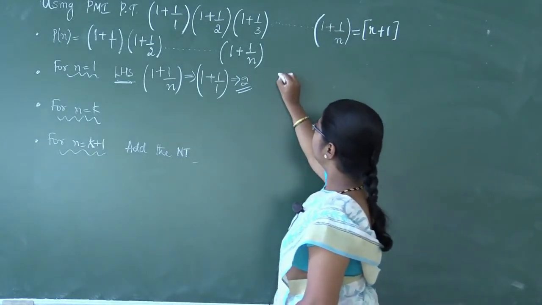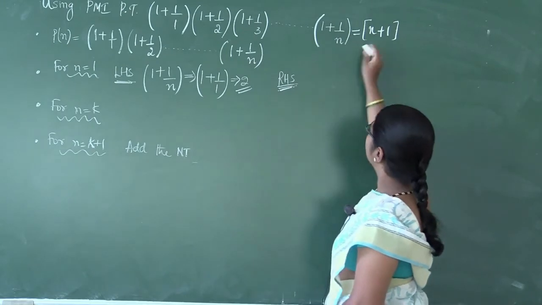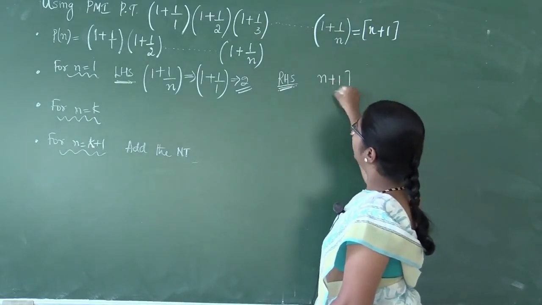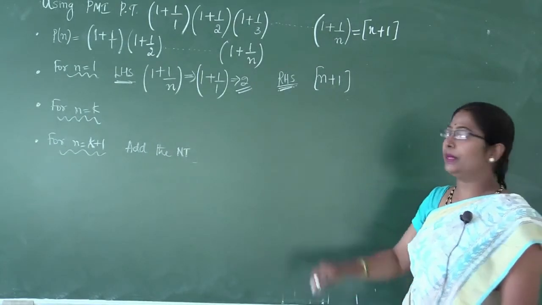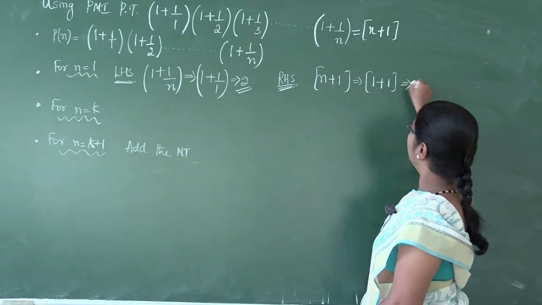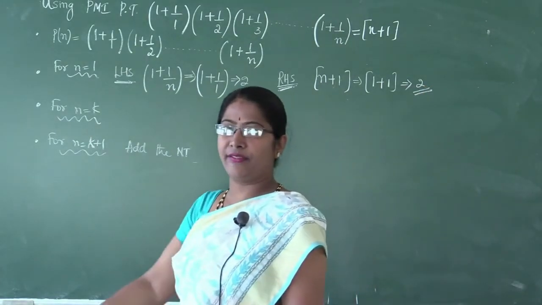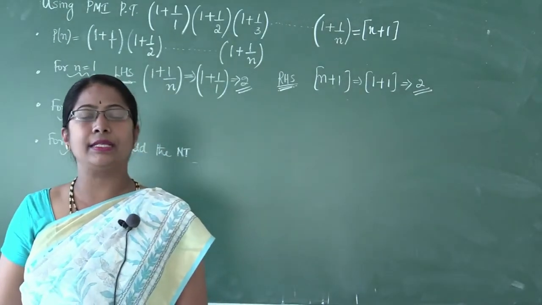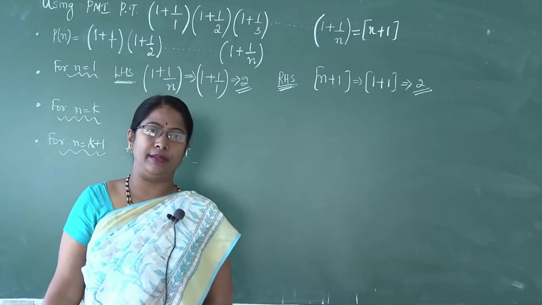Now consider RHS. What is RHS? n plus 1. In place of n, what do I write? 1. So what is 1 plus 1 equal to? 2. LHS is equal to RHS. Therefore, the given statement is true for n equal to 1.